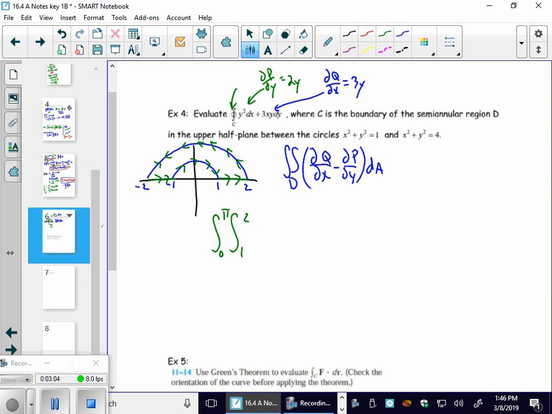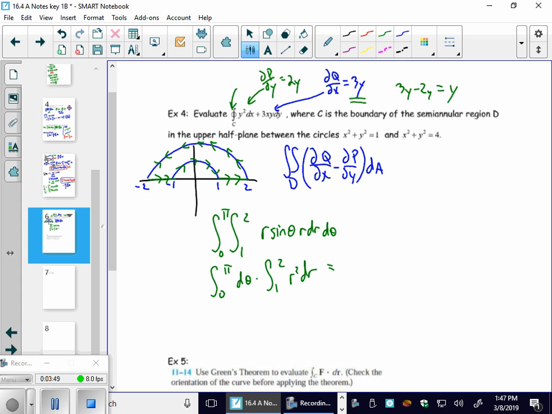All right, so dQ/dx, that one right there, that's 3y. Actually, you know what? Let's do it this way. Since I know it's going to be dQ/dx minus dP/dy, well, that's just going to be 3y minus 2y, so that's y. That makes this a lot easier, because y is just going to be r sine theta. So I'm going to be doing r sine theta, r dr d theta. So we know we're going to have the integral from 0 to pi of d theta times the integral from 1 to 2 of r squared dr.